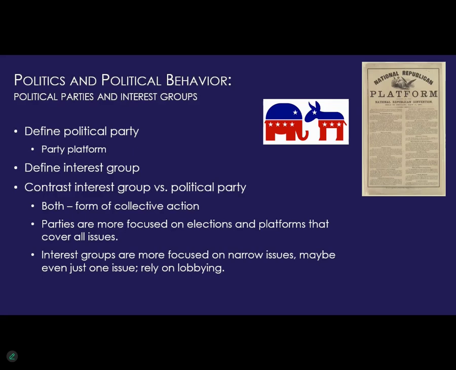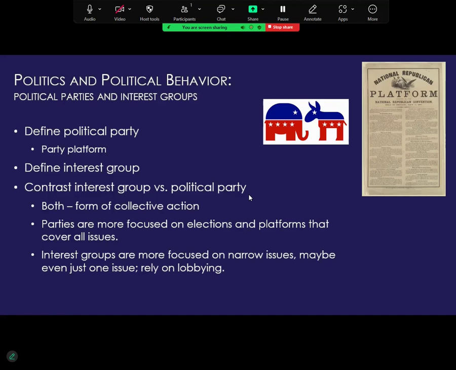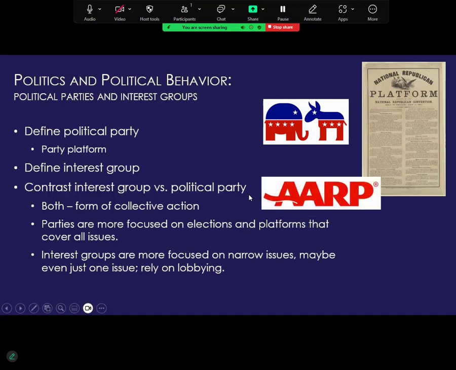Interest groups are heavily involved in the democratic process, but it's through lobbying, sending their representatives to persuade lawmakers. Examples would be the AARP, American Association of Retired People. Their lobbyists would advocate for issues that matter to older people in the population.